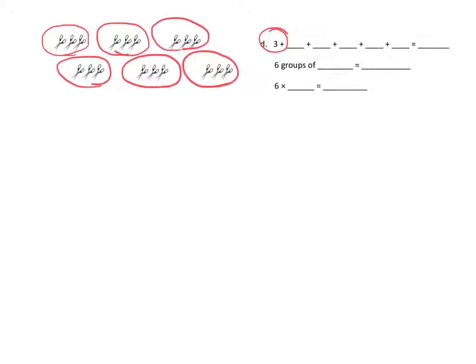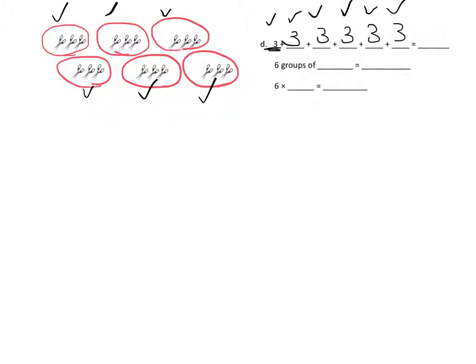Oops, where's my eraser? There, erase. And then we've got plus another 3, plus another 3, plus another 3, plus another 3, plus another 3. So we should have 6 groups. 1, 2, 3, 4, 5, 6. So there's 6 groups. And sure enough, we've got 1, 2, 3, 4, 5, 6 threes. And if we add them all up, we get 18.